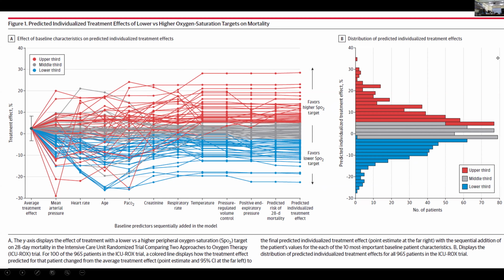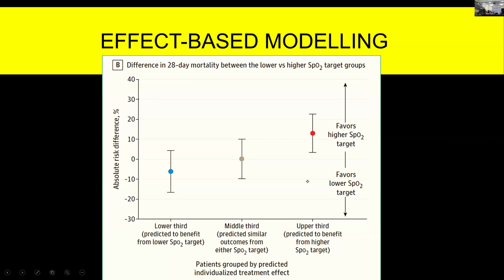So this is called individualized treatment effect. So you can predict for an individual what is the likelihood that you are going to benefit from a lower or higher oxygen target. This is the same thing shown in a picture. I didn't show you the average treatment effect. The average treatment effect was here. This is a lower third. These people will benefit from a lower oxygen target. These people will not benefit from any oxygen target. And these people benefit from a higher oxygen target. This is also called effect-based modeling for individualized treatment effect.